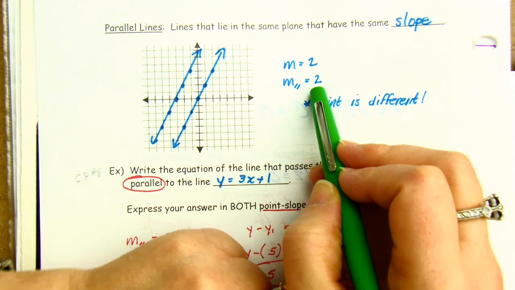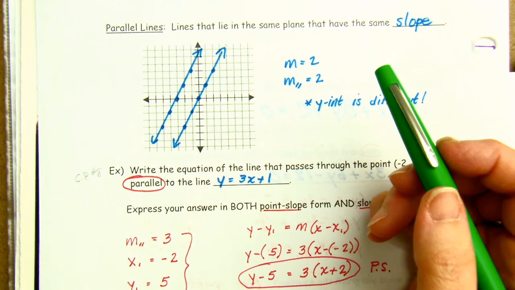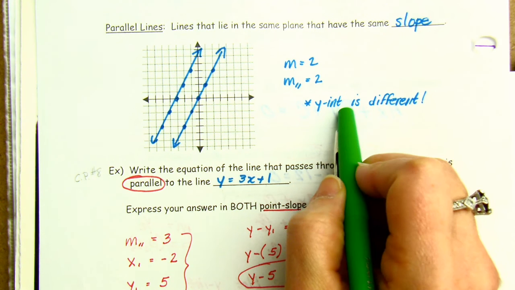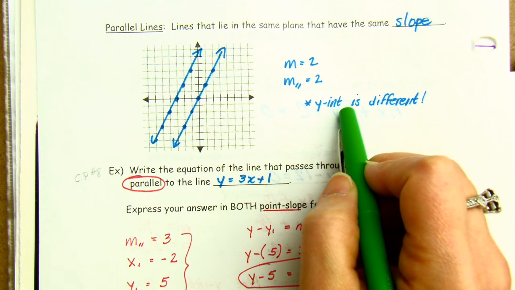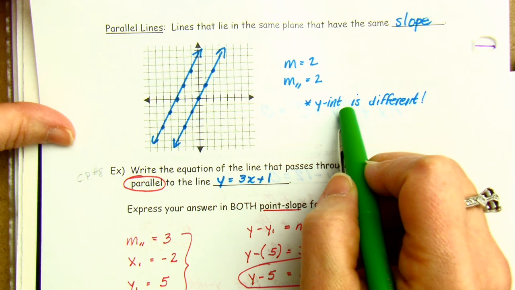And notice that these two lines will never intersect. They have the same slope. Their rate of change is the same at every step of the way. They're never going to intersect. The y-intercept is different with parallel lines. They can't have the same y-intercept. If they do, then it's the same line. Then we call them coinciding lines. All right, so parallel lines have the same slope.